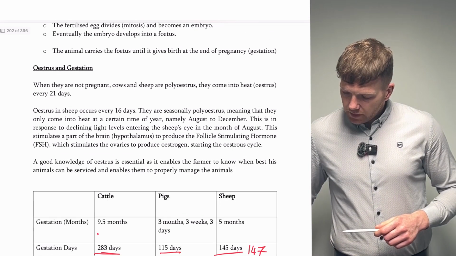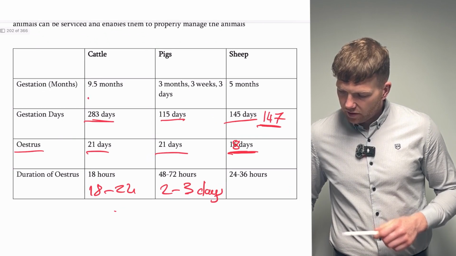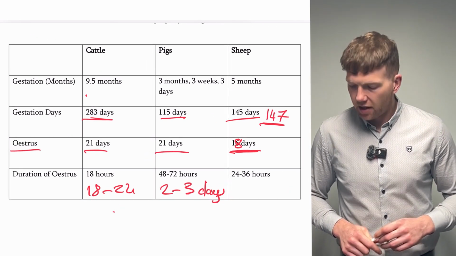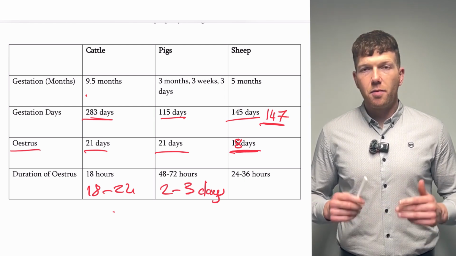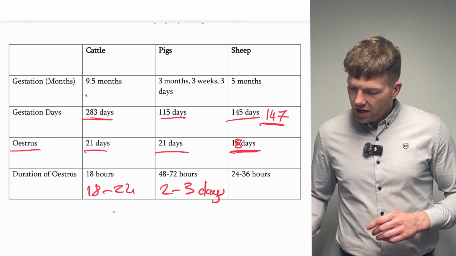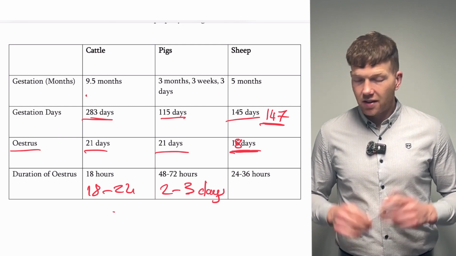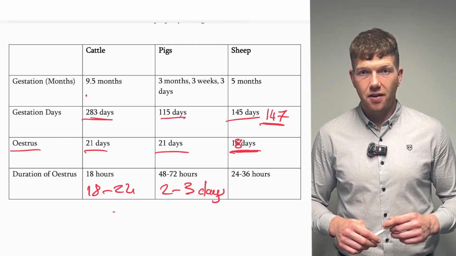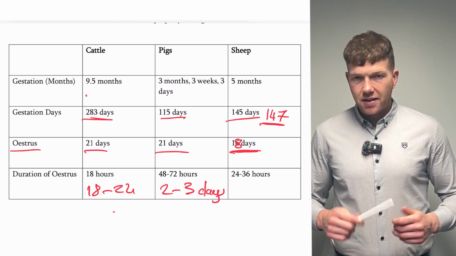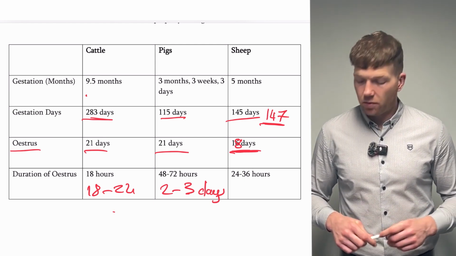Now, looking at this table, I've just changed it up slightly. Gestation for cattle in months is 9.5 months. So 9.5 months, you'll see there, it's 283 days. You need to know the gestation in both months and days, because it can be asked in either. Estrus, that means how often there's an egg available, so every 21 days.